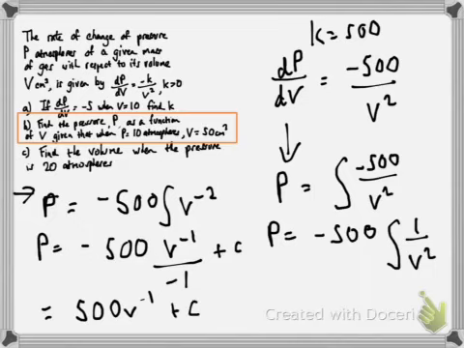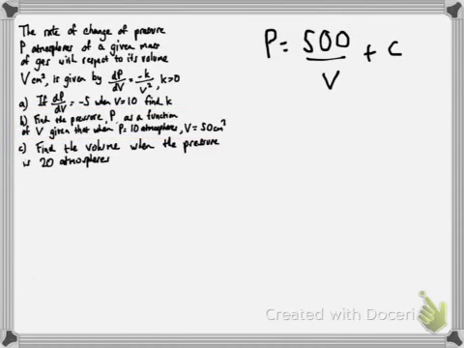Just once again, I just want to be really clear why we get positive 500 there, because we've got negative 500 over negative 1. So P therefore equals 500 over V plus C. Right, how are we going to find out plus C? Well, back to the question again. Find the pressure, so pressure equation, okay, as a function of V.